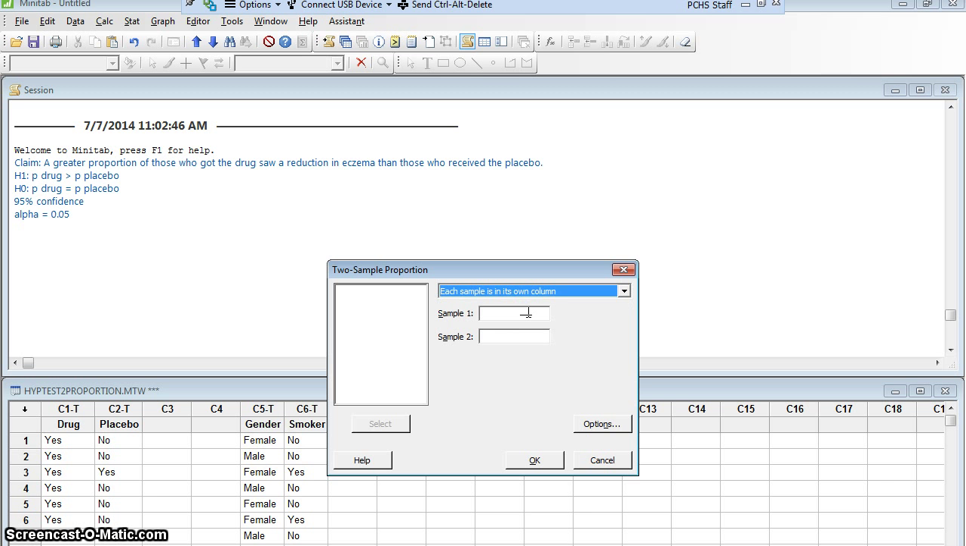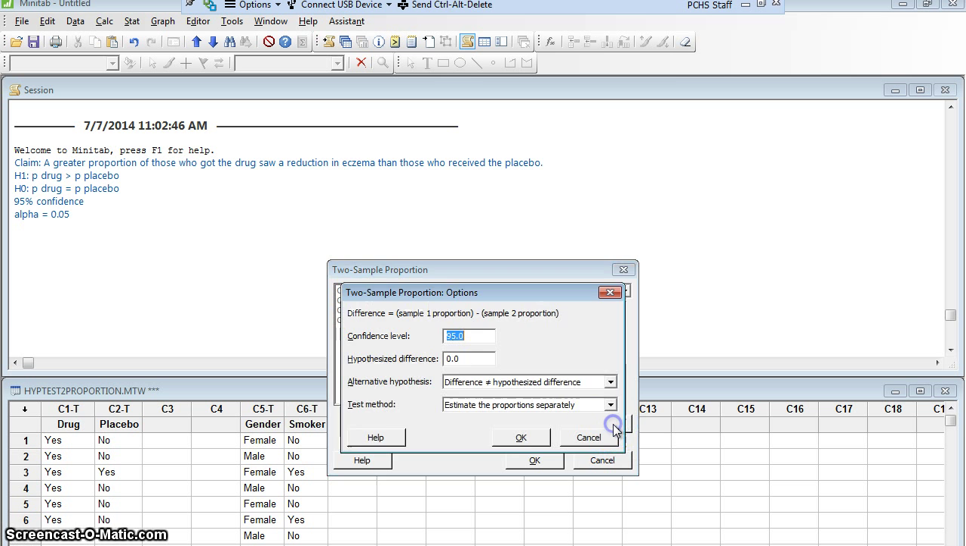So then Minitab wants to know sample 1 and sample 2. Now I want to put these in the same order that I did my hypotheses. I did drug first, placebo second. So I'm going to do drug as sample 1, placebo as sample 2. Then I'm going to click options. My confidence level is 95. My hypothesized difference is 0.